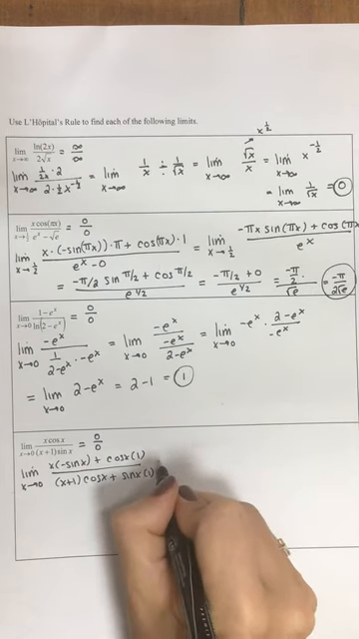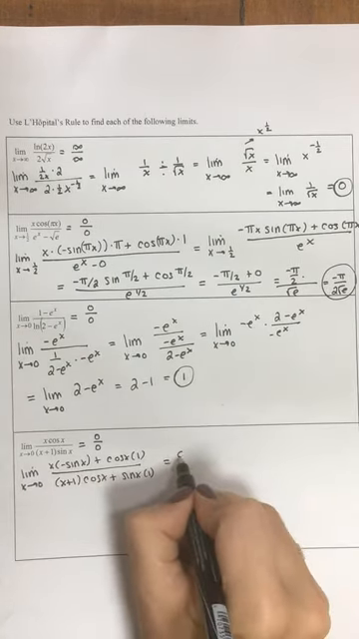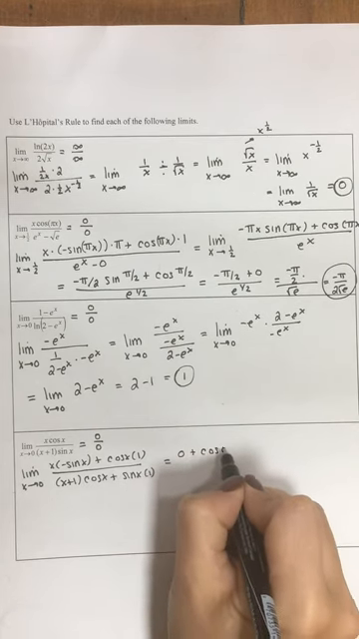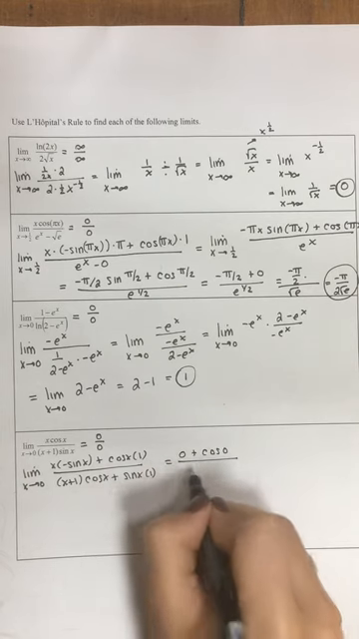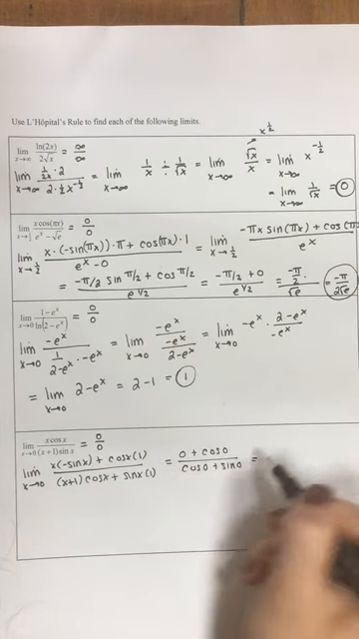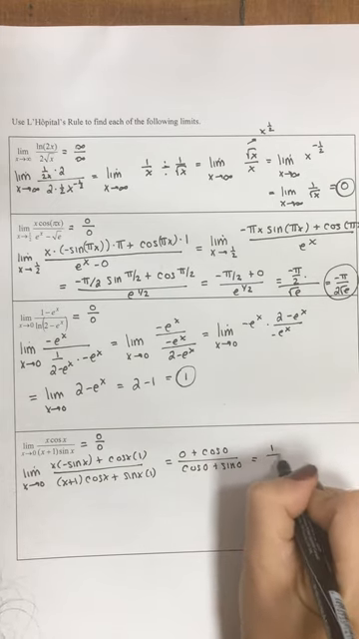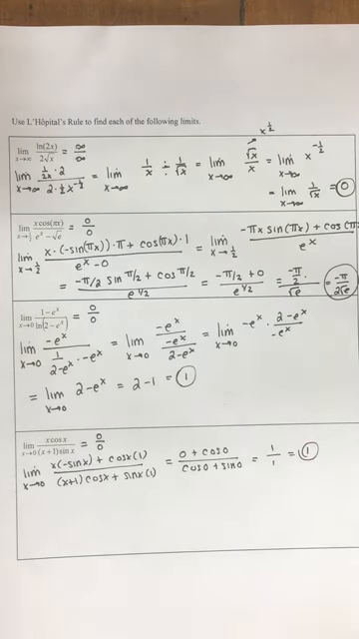Now, let's see what happens if we plug in 0. In this first term, we're going to have 0 plus cosine 0. This is going to be just 1 times cosine of 0 plus sine of 0. And the numerator is just 1, denominator is 1. This whole thing is equal to the number 1. And that, my friends, is L'Hopital's rule.